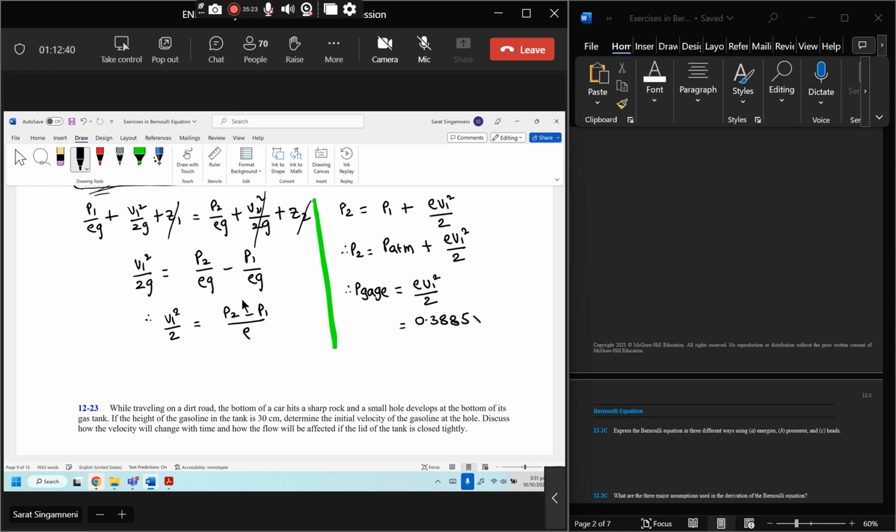0.3885 times. What is the velocity here? V1 is given, the plane is moving with a velocity of 450 kilometers per hour. When you convert that into meter per second, you multiply it with 1,000 and divide it by 60 times 60. That gives you a speed of 125 meter per second.